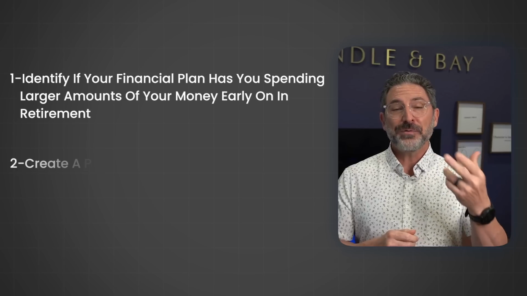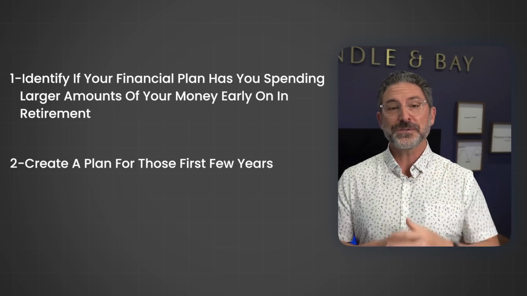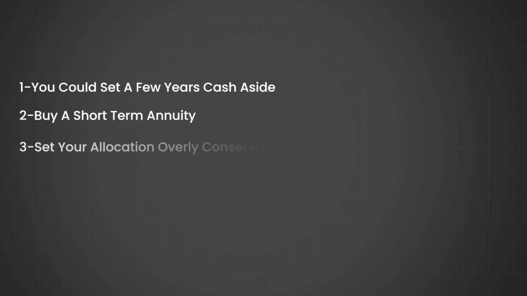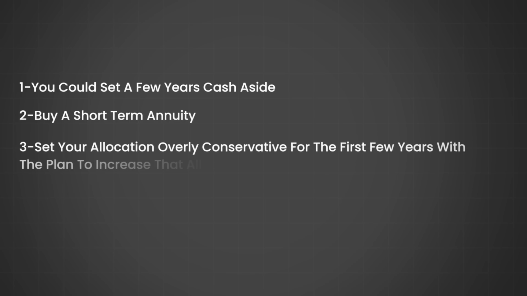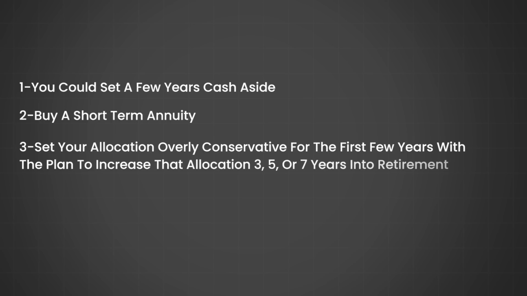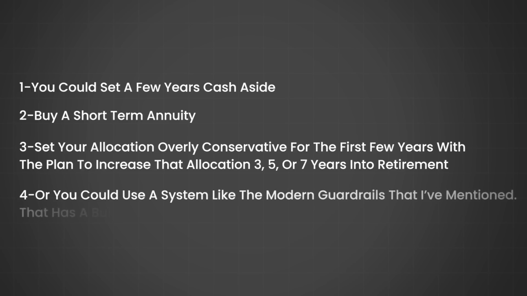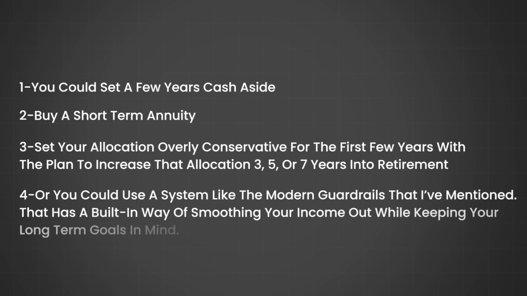So after identifying if you are especially at risk during your early years, next, you want to create a plan for those first few years. You could set aside a few years of cash. You could buy a short-term annuity. You could set your allocation overly conservative for the first few years with the plan to increase that allocation maybe 3 years or 5 years or 7 years into retirement. So you'd be conservative and then you would become more aggressive later. Or you could just use a system like the modern guardrails that I mentioned. That has a built-in way of smoothing your income out while keeping your long-term goals in mind.